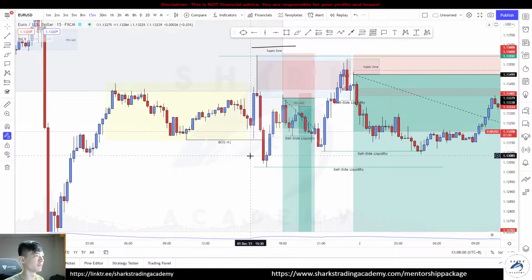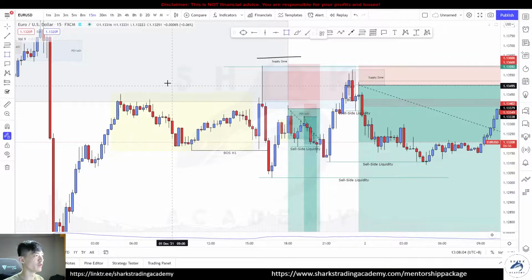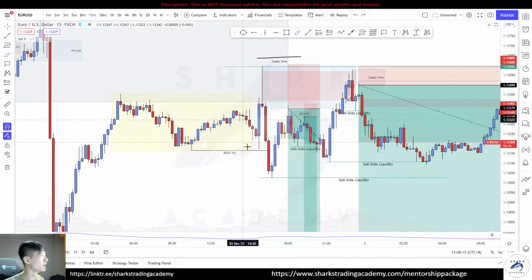And when this was happening, you realize we broke the H1 structure. And this means that we have a new range to work with. My impulse becomes this level. Okay, break of structure, looking for valid buy to sell zones, and this is the same supply zone that we're going to use. H1 BOS 15M supply means what?